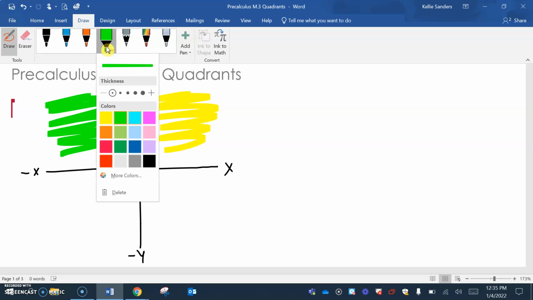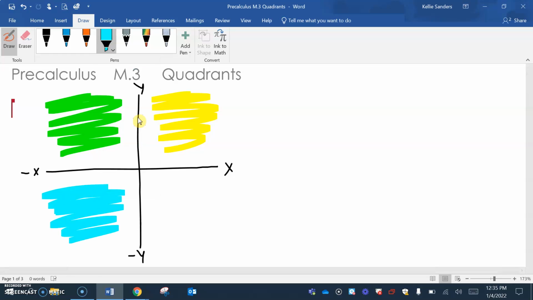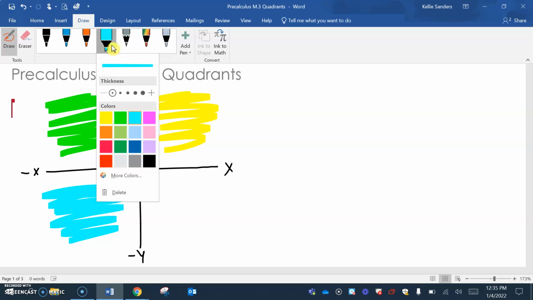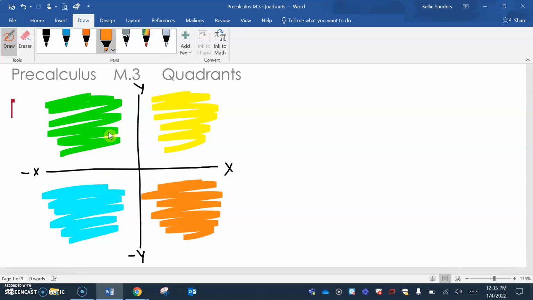Okay, and so they're always numbered, and it's not a number, it's a Roman numeral. And there's quadrant 1, quadrant 2, quadrant 3, and quadrant 4. Yeah, I could go on with that, but I guess I won't.